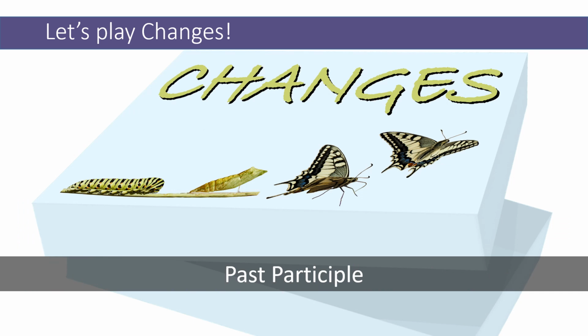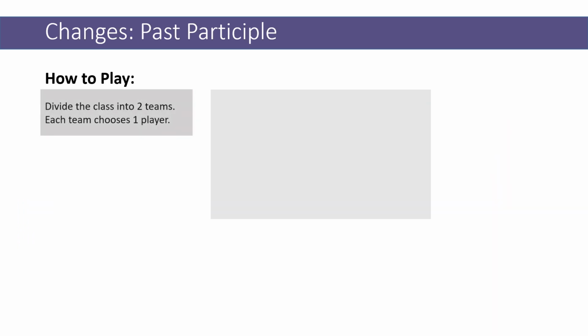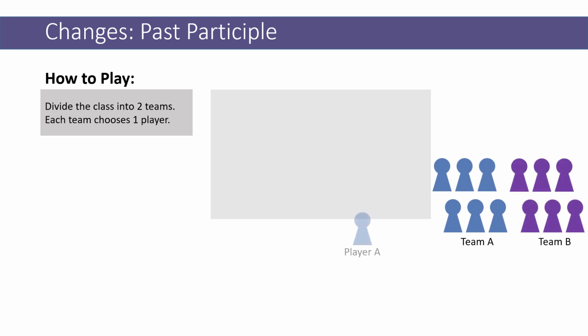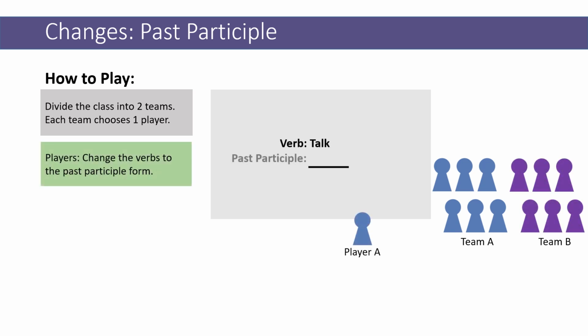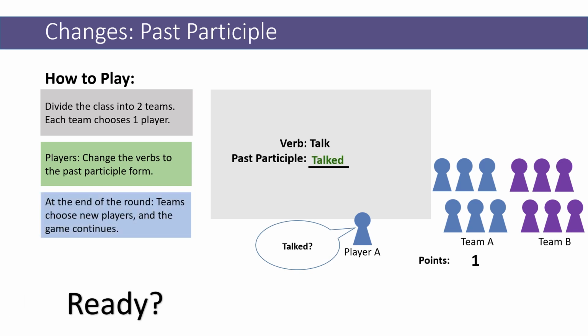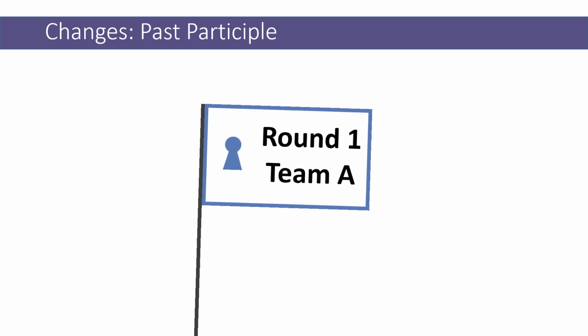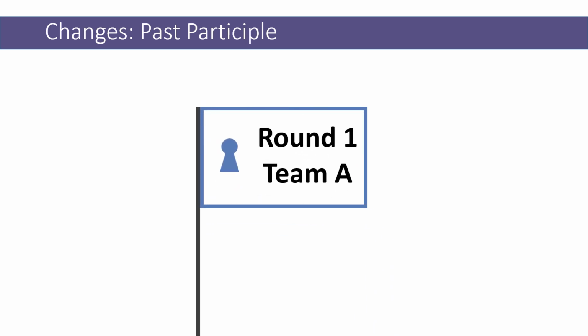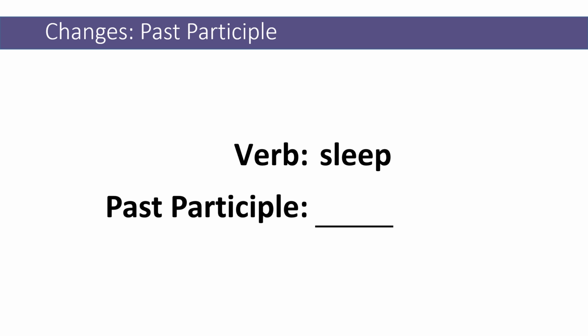So let's play a little bit of a game here with the past participle. In these ones, you're going to be given a verb and you need to give the past participle. Now, for those of you who learned the verb forms as numbered, we're looking for the third form of the verb. So the verb is sleep. What's the past participle? Slept.